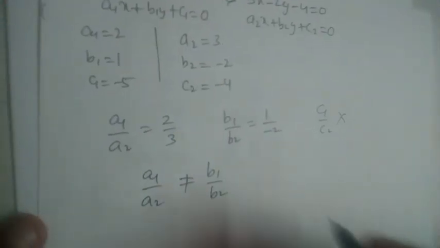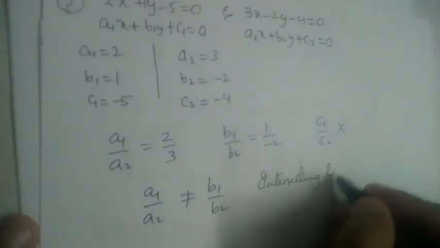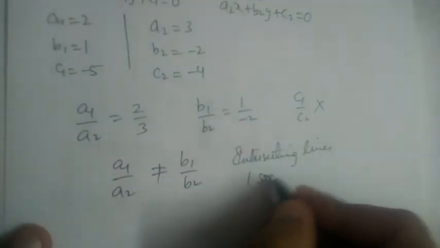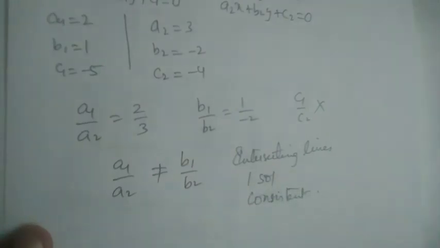All right, so which means these two lines are intersecting lines, isn't it? Intersecting lines. How many solutions? One solution or unique solution. Consistent or inconsistent? Consistent. Okay, I hope you understood this concept.